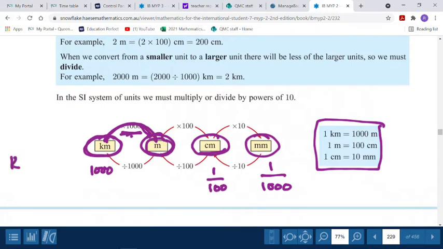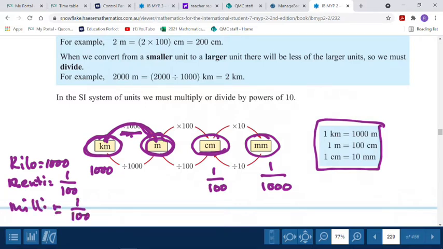So kilo is 1,000. Centi is 1/100 because it's smaller by 100. Okay. And milli is 1/1,000. Millimeter. Milli. Yeah. Well, you ought to remember that one very easily then. Okay? So by thinking about these, that means we can convert back and forth very easily.